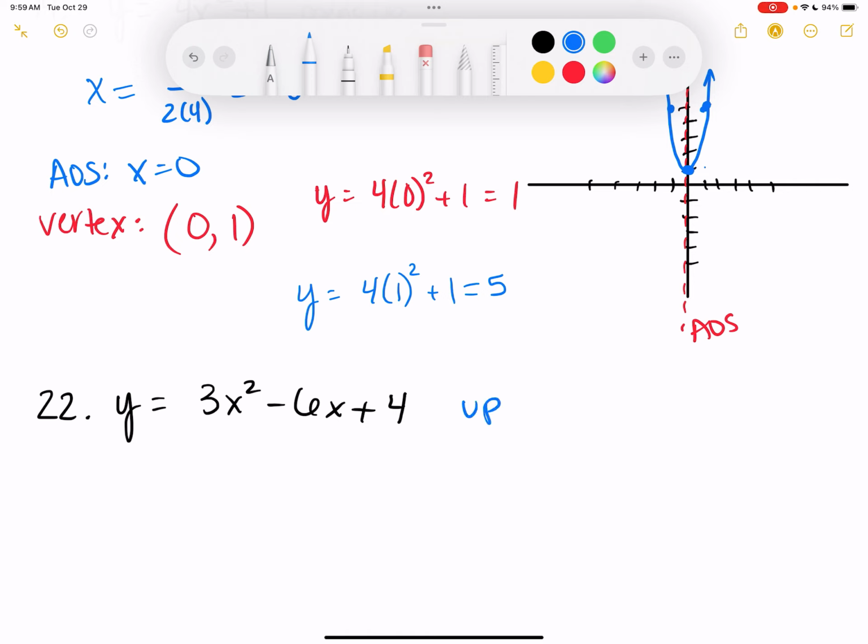Where's the axis of symmetry? Minus b over 2a, so negative b is negative times negative 6 over 2 times a, which is 3. What does that give me? 6 over 6, which is 1. So x equals 1 is my axis of symmetry.